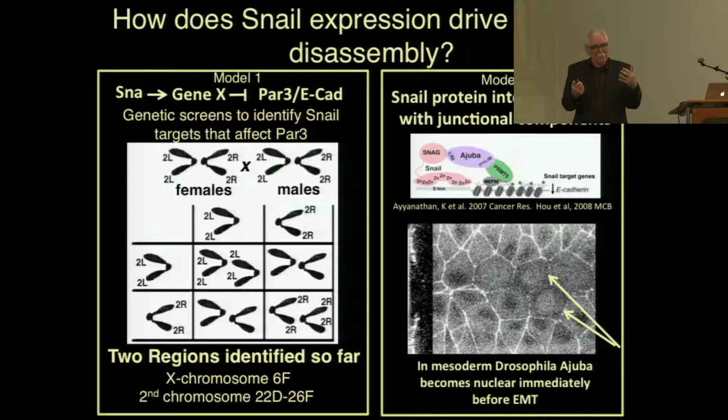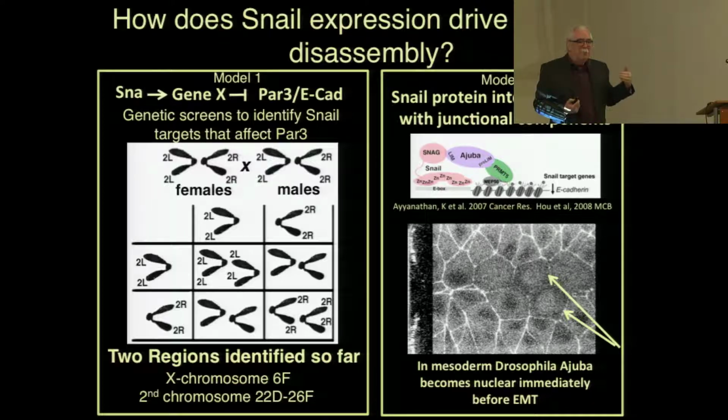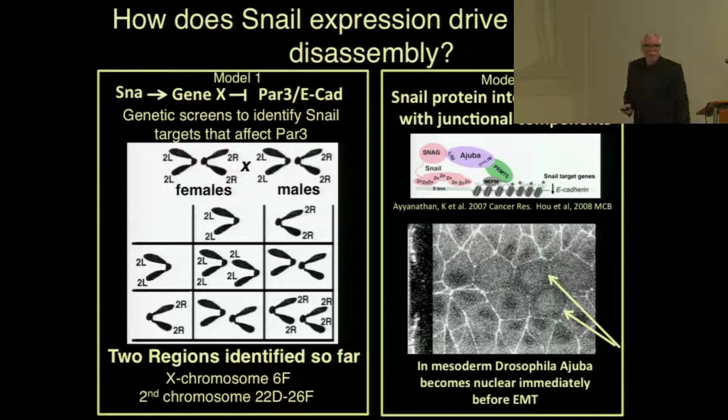But the idea that Snail as a transcription factor binds to a protein that's present normally in junctions suggests the possibility that there could be a more direct interaction between the expression of Snail and the disassembly of a junction. We haven't really been able to test that, but we have crappy antibodies to Ajuba. Looking at Ajuba localization, you see it's generally in junctions, but right immediately before the EMT, Ajuba begins to accumulate in nuclei, consistent with a physical interaction with Snail.